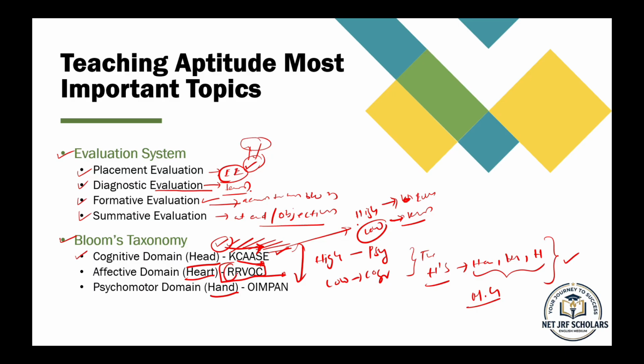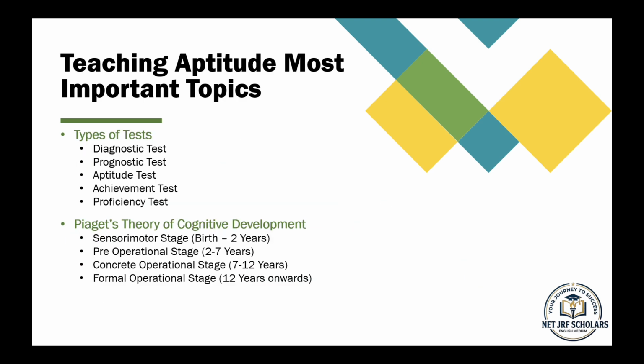And the same thing in the affective domain: the higher level is conceptualization. Here, in the psychomotor domain, the higher level is naturalization. Okay, here is the observation and imitation, and here is the receiving. Okay, what are the high levels and the low levels? What is the high domain and the low domain? You need to remember this. These are very important.